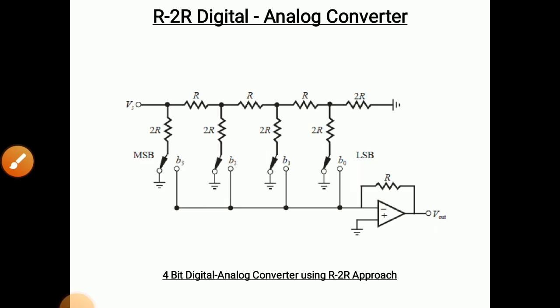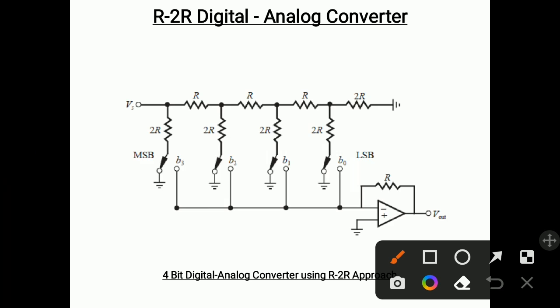It uses only 2 types of resistors, R and twice R. That's why it is called the R2R type of digital to analog converter. Input is given here, Vs, which is the input voltage, and here you will get the output voltage V output. In between them this circuit is used.